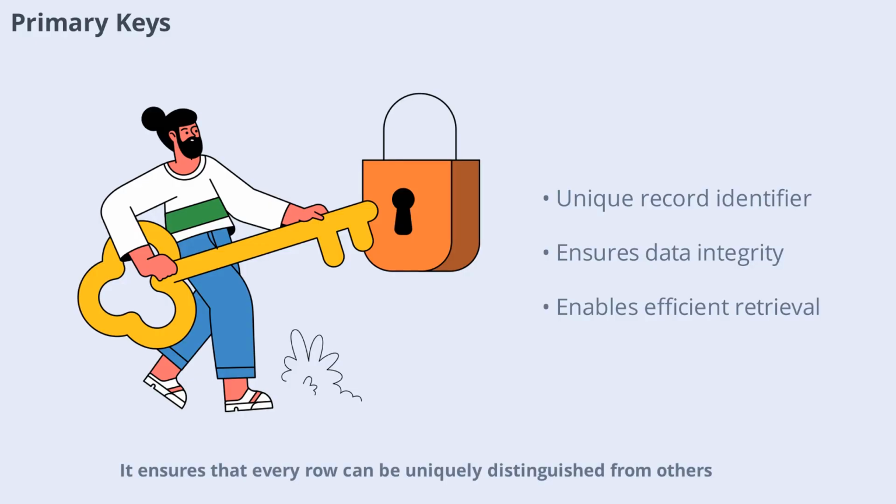Primary key is a unique identifier for each record in a table. It ensures that every row can be uniquely distinguished from others. Primary keys are essential for maintaining data integrity and enabling efficient data retrieval. Typically, a primary key is a single field like an ID number, but it can also be a combination of fields. Choosing a good primary key is a fundamental step in database design.